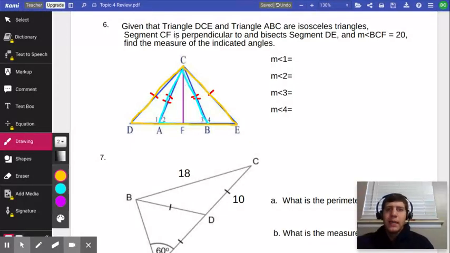Given that segment CF is perpendicular to and bisects segment DE. Okay, so perpendicular to, so we have put in our right angles if CF is perpendicular to DE. Okay, and then it also says that it bisects the bottom here. So DF is going to be congruent to FE. Okay, the measure of angle BCF, so that's this angle here, is 20 degrees. So this angle here is 20 degrees.